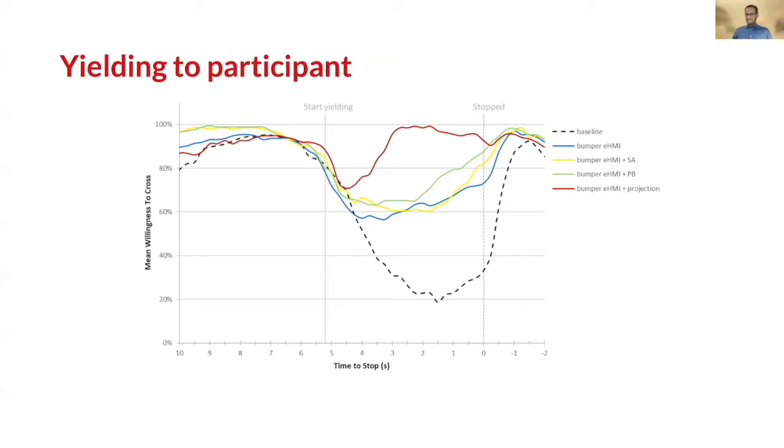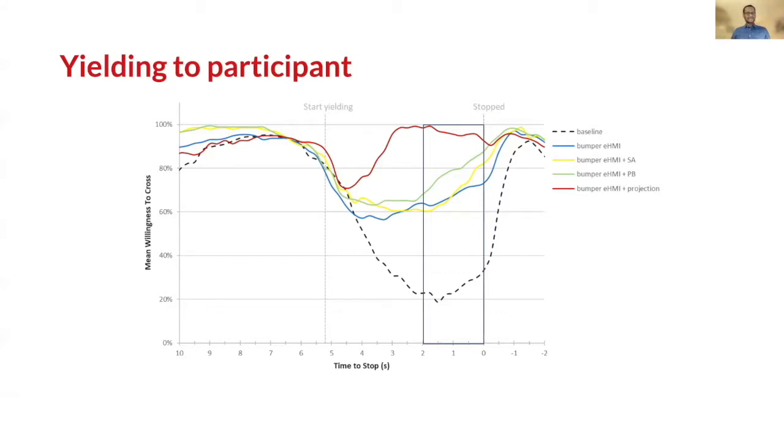The graph shows a clear distinction between the baseline of no eHMI and the other 4 eHMI conditions. The baseline condition with no eHMI yielded the lowest willingness to cross, and the concept with the street projection shows the highest overall willingness to cross scores, while the other 3 eHMIs score in the middle. It is interesting to focus on the last 2 seconds before the car comes to a stop.